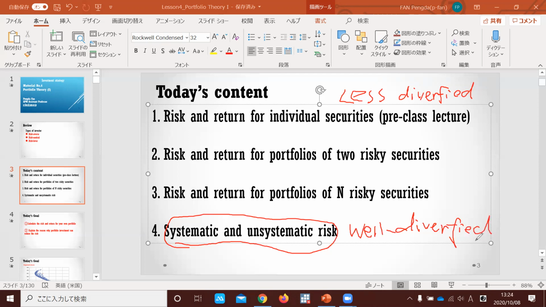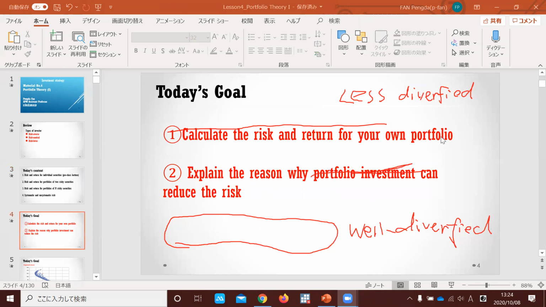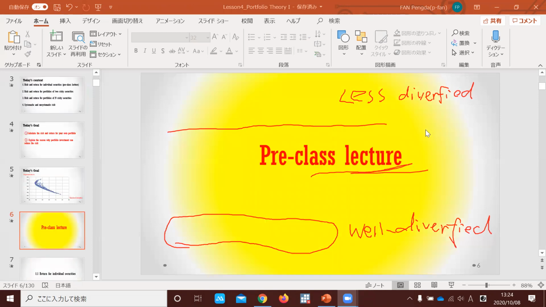We are going to discuss this in more detail in the online lecture. So this is the big picture. We are going to have two videos. One is here, covering the standard deviation and expected return. There is another pre-class lecture around here where we will discuss covariance. So first, let me explain the first pre-class lecture. Okay, let me erase all this stuff.